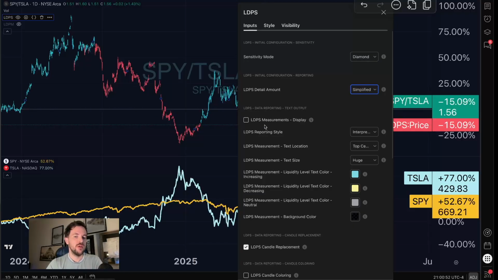In the same measure, I disable LDPS measurements, mainly because, again, I just need the colors. I need to know if it's green, or in this case, it's bluish green, or red. Those are the two things I need to know.